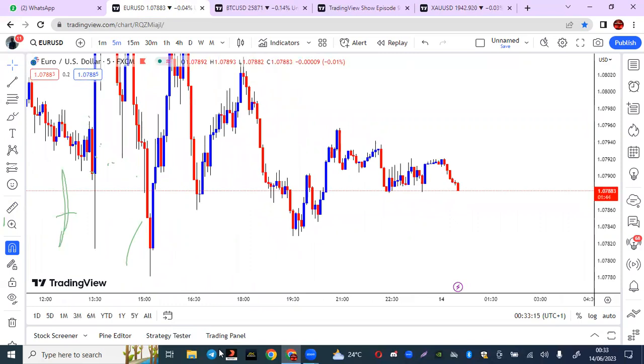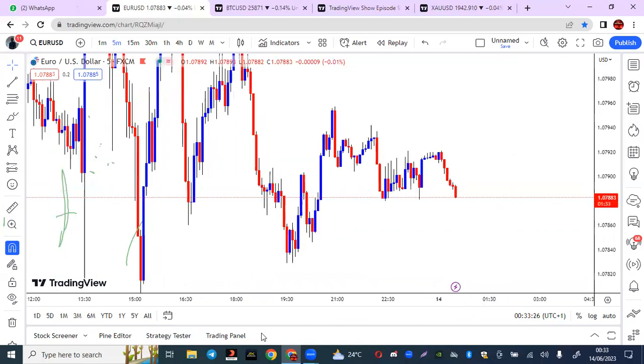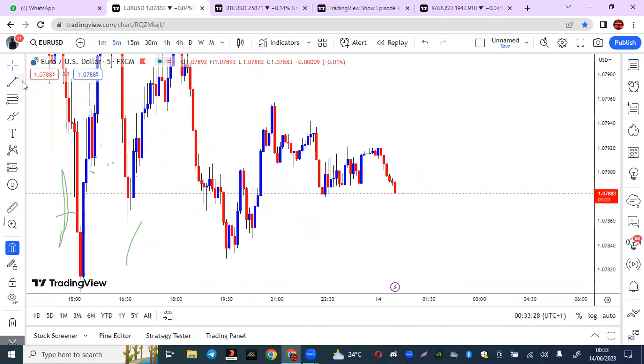What is a pip and what is a lot? So let's see a practical view. Now we have EUR/USD. Let me do a practical one so that we will calculate it. I will know those who really went through that book.